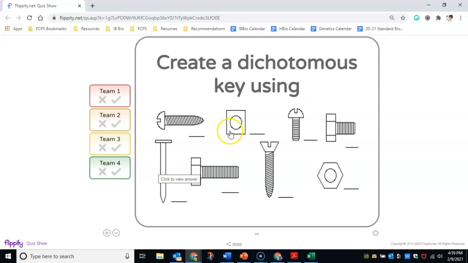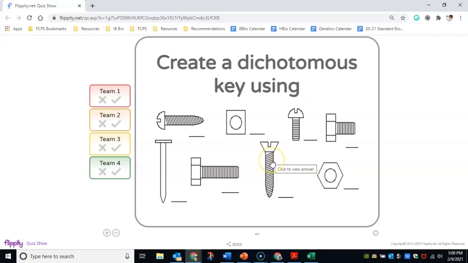Does it have a hole in the middle of it? Yes or no, and then I would get nail, and then I would break these 2 down. Is it square shaped or is it a hexagon shape? And that would break these 2 down. And then I would start moving into the threaded screws.